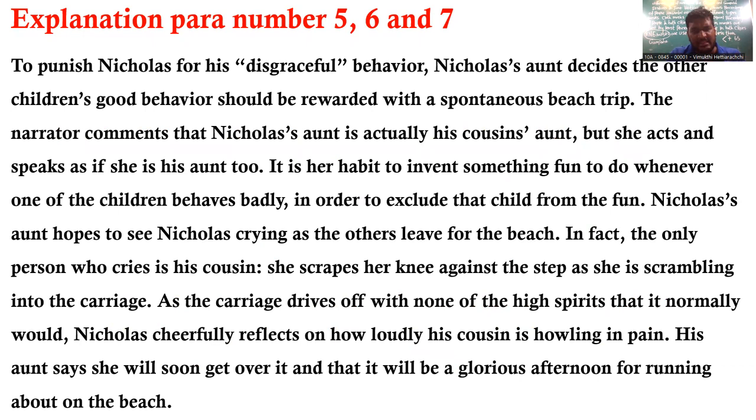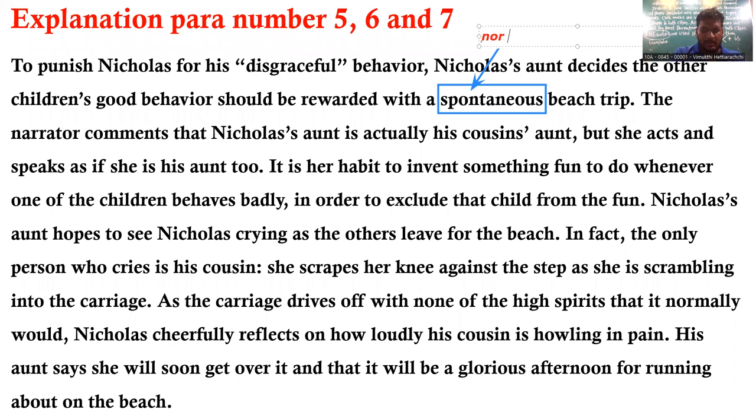Explanation, paragraph number 5, 6 and 7. So you can write down this one, the entire explanation I have given here. To punish Nicholas for his disgraceful behavior, Nicholas's aunt decides the other children's good behavior should be rewarded with a spontaneous beach trip. What do you mean by spontaneous? Spontaneous means not pre-planned. Spontaneous refers to not planned previously. Not pre-planned. Spontaneous. Right? You can write down all the difficult words.